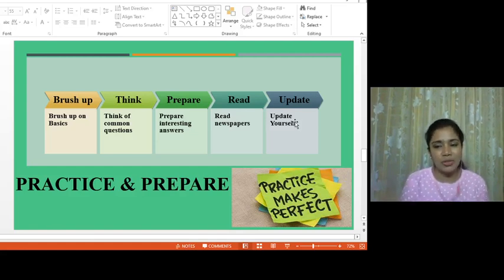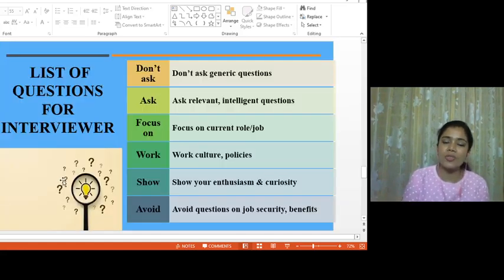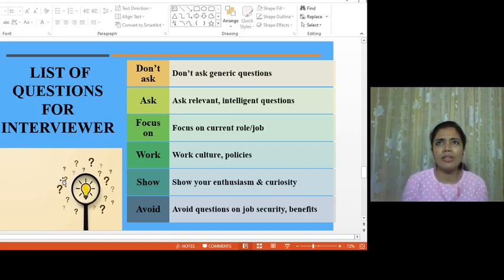Okay, and update yourself. Updation is very much essential, both on the basics of our subject as well as on what happens generally across the globe. The next aspect is the list of questions for interviewers. Generally, after the interviewer asks some questions, they may ask us whether we have any questions for them. We shouldn't get panicked or confused over there. Oh my God, what to ask? So you should be prepared with certain questions that you can ask the interviewers in return while they stop and give us a chance.